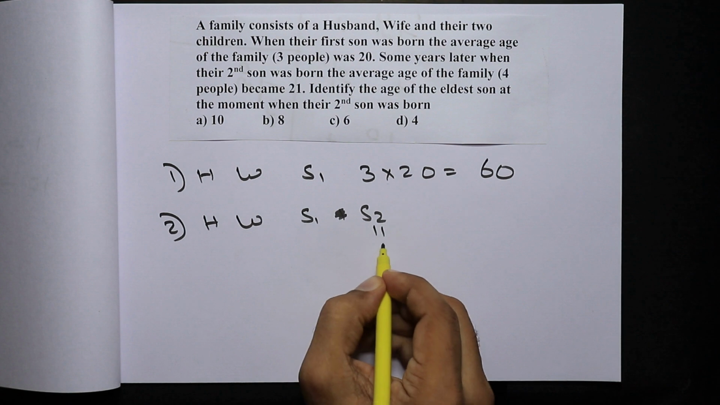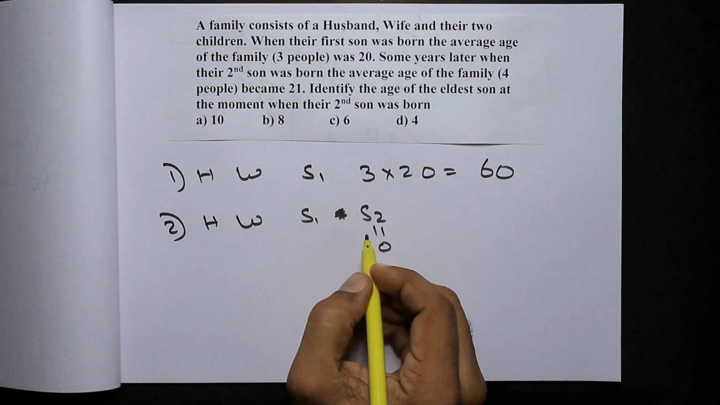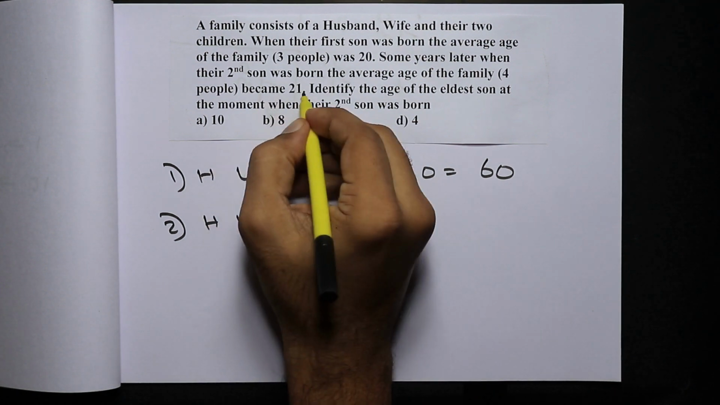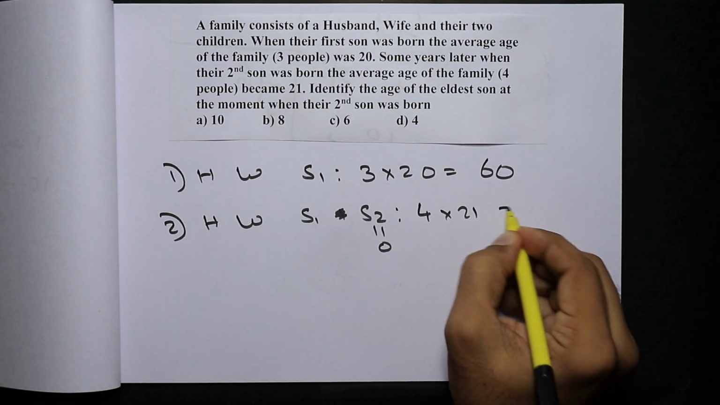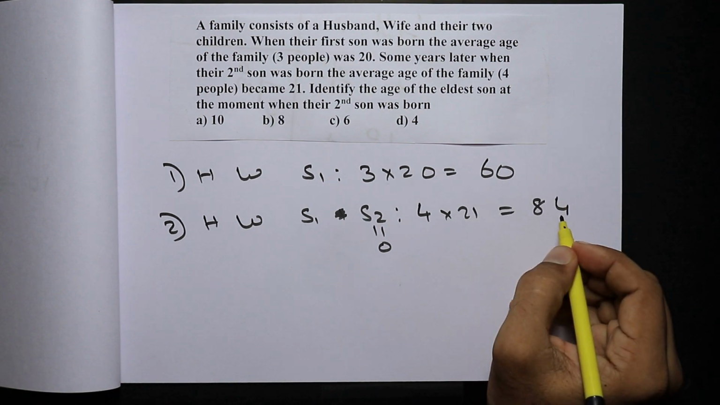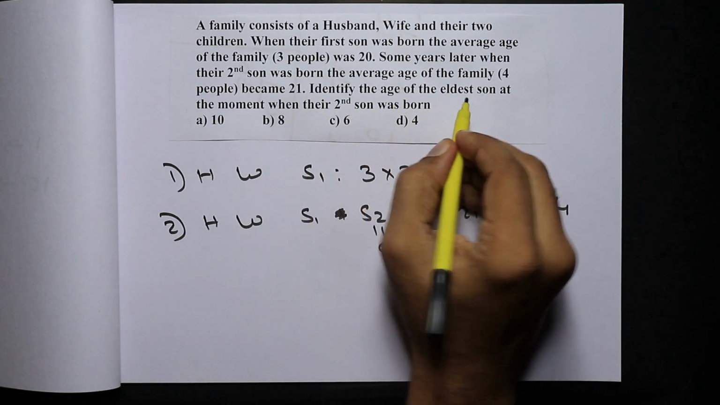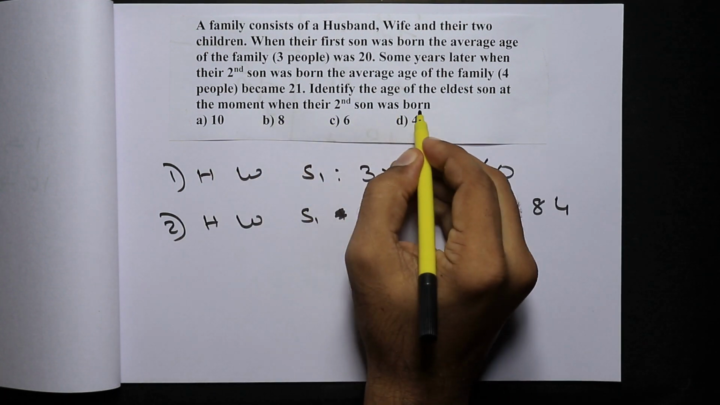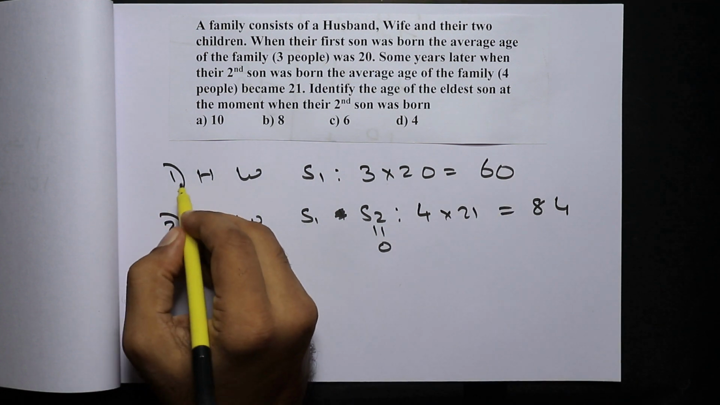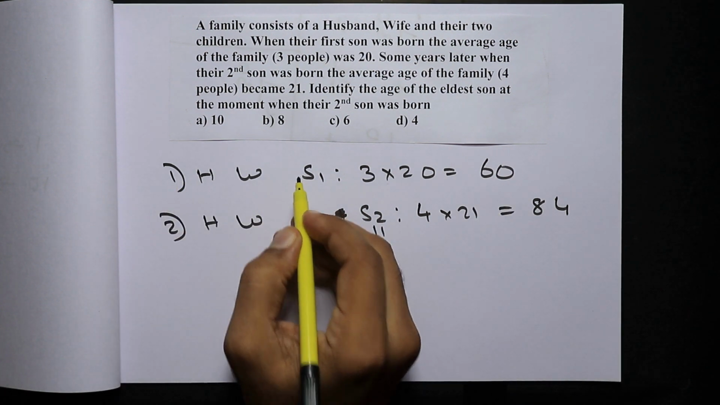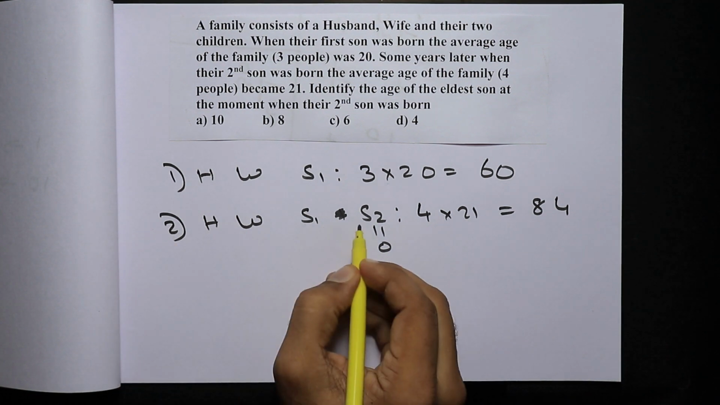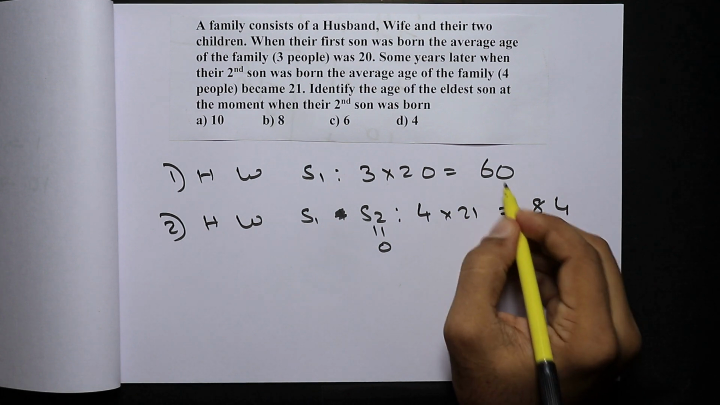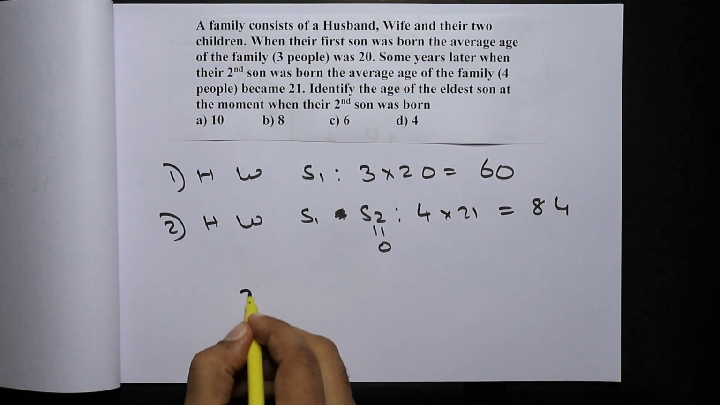Now S2 is actually equal to 0 because he is just born. And when their second son was born, now you have 4 people and their average is 21. So 4 into 21. So their total age is now 84. Identify the age of the eldest son, that is S1, at the moment when their second son was born. Now this is the instant at which the first son was born and this is the instant at which their second son was born. And from 60 to 84, the total sum has now increased by 24.